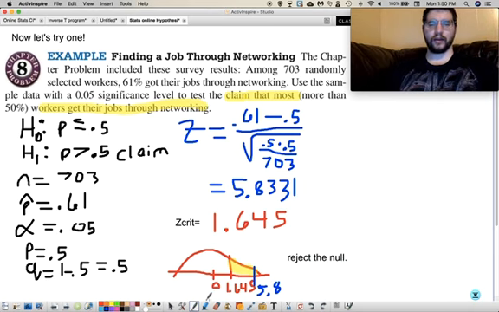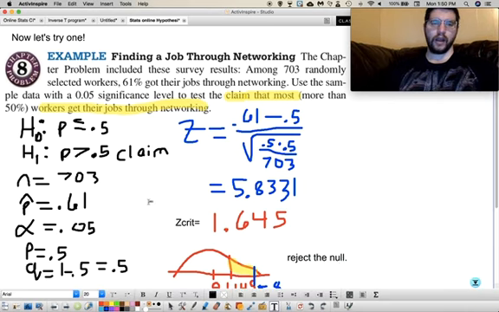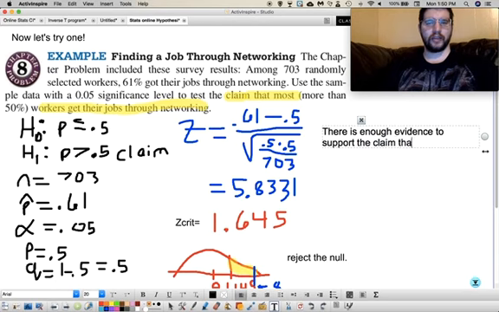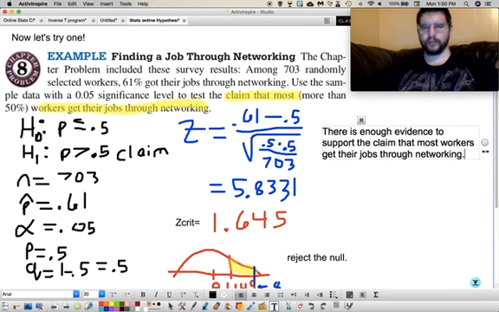We're ready to write our conclusion. Our claim was where? The alternative. We rejected the null. Go back and look at that chart if you don't remember. There is enough evidence to support the claim that most workers get their jobs through networking. And that's it. We're done.